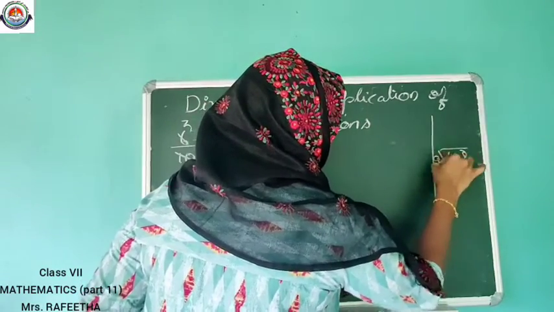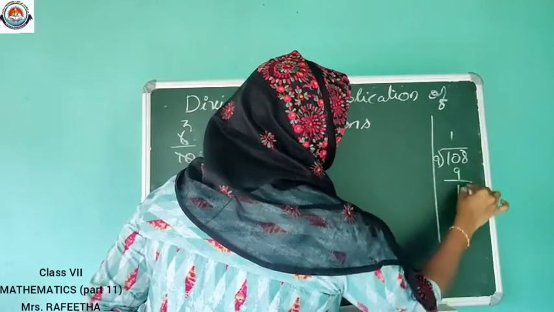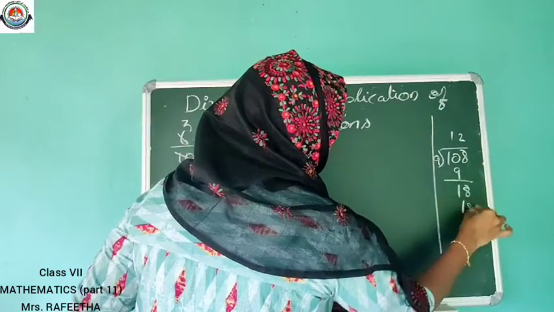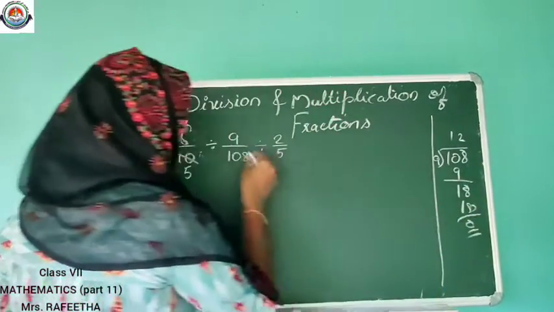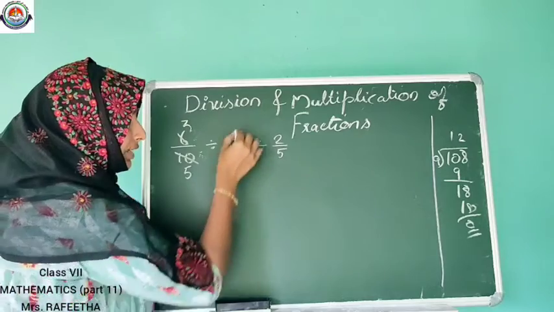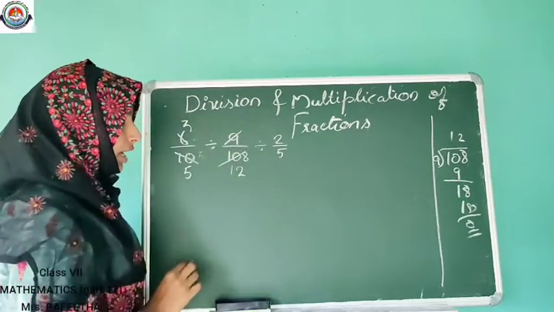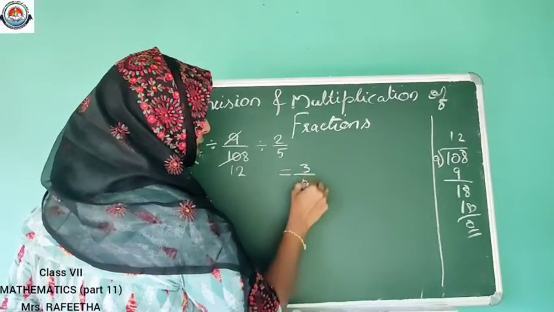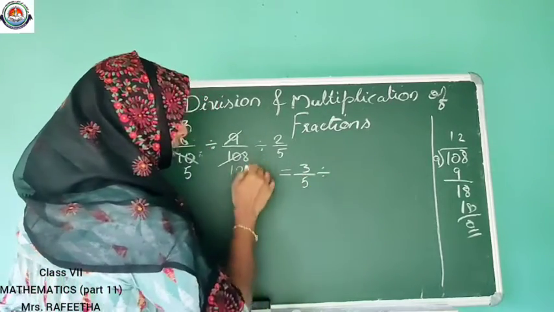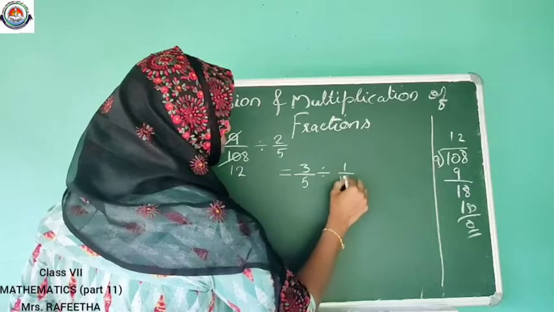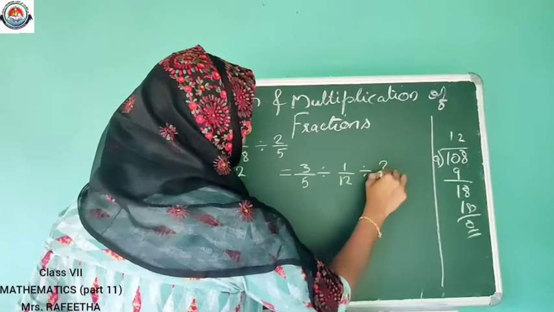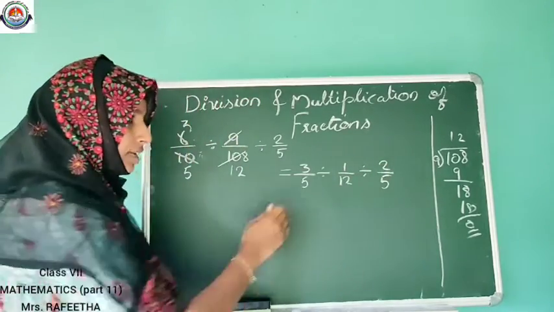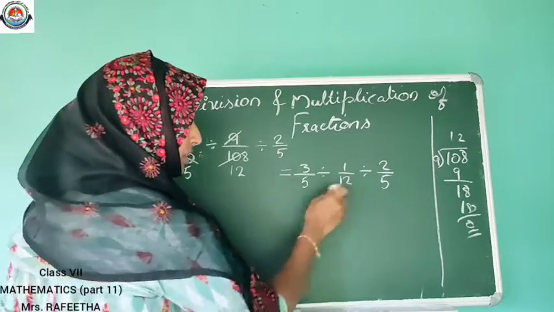108 divided by 9. 9 ones are 9, remaining 1 and carrying 8. 9 twos are 18. Okay, so here 12. 9 and 108 we can cut and write as 12. Okay, so the new fraction we got is 3 by 5 divided by 1 by 12 divided by 2 by 5. Okay, so first we can do the first step, that is the first division.